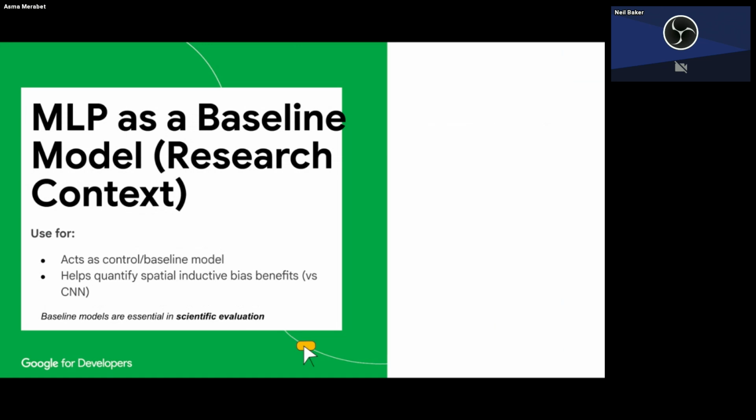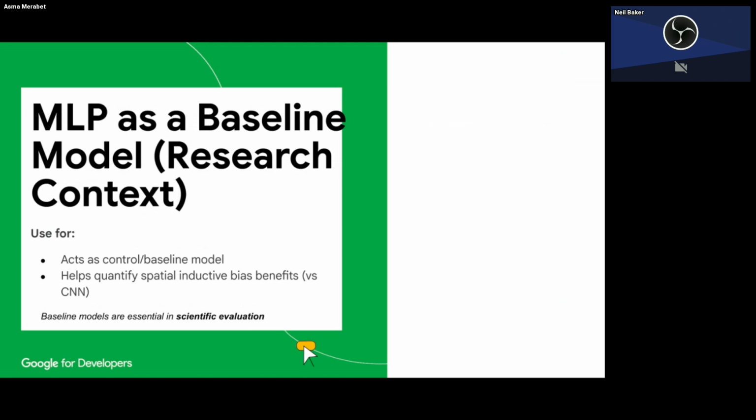Okay, let's give an example. Let's imagine that the model we proposed, for example a vision transformer for colon cancer detection, gets 98% accuracy.